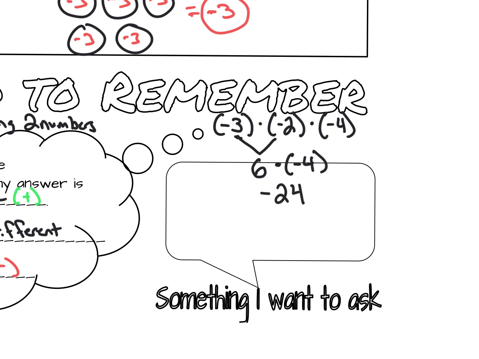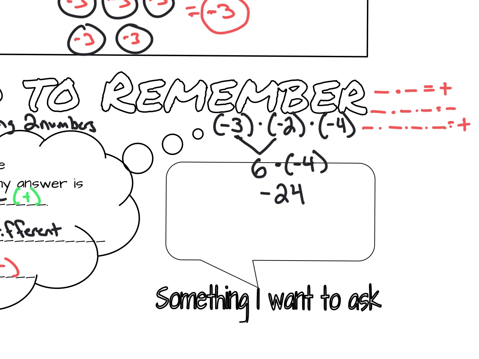negative 24. And so what you'll see is that there's a pattern that if we have an even number of negative signs, our answer is positive. But if there's an odd number of negative signs, it's going to be negative. So if we had a negative times a negative, that's going to equal a positive. But if we had a negative times a negative times a negative, that's going to be a negative. And then a negative times a negative times a negative times a negative is going to be back to positive.